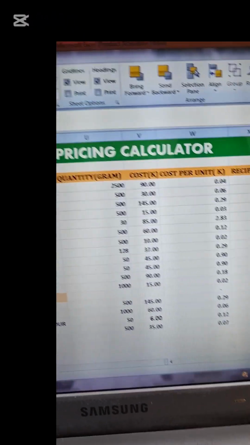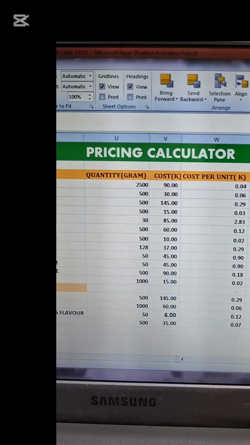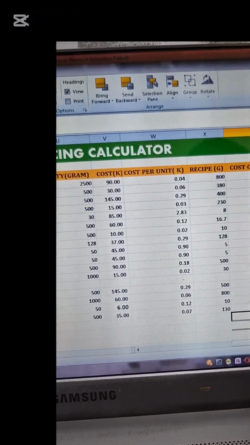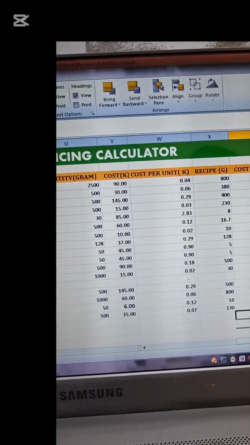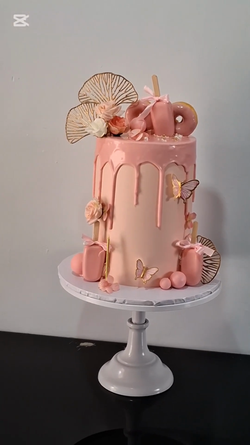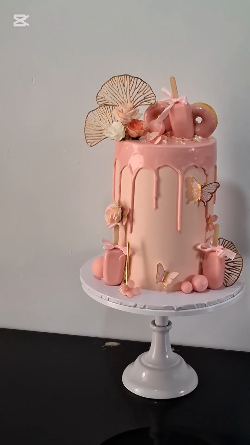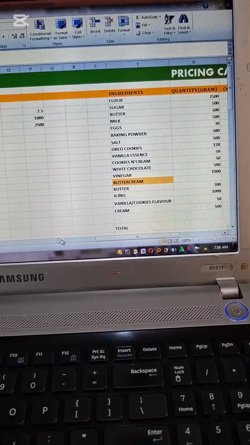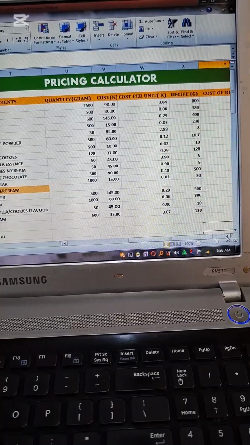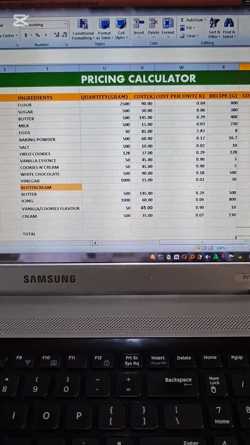I'm back with part 2 of our cake costing video. If you haven't seen part 1 yet, you can go check it out and then dive into part 2. Today, we're just going to calculate the cost of this cake that we made earlier on. I have this template that I created using Excel, but you can just use Google Sheets or just calculate manually with a pen, paper and a calculator.